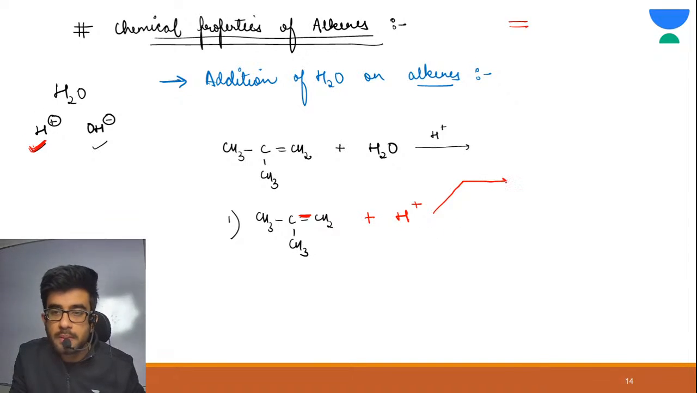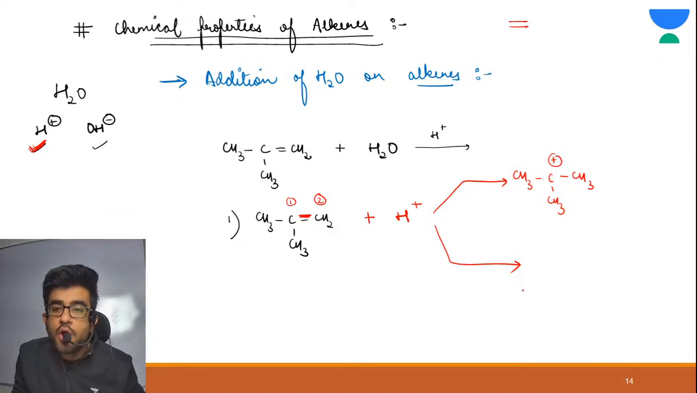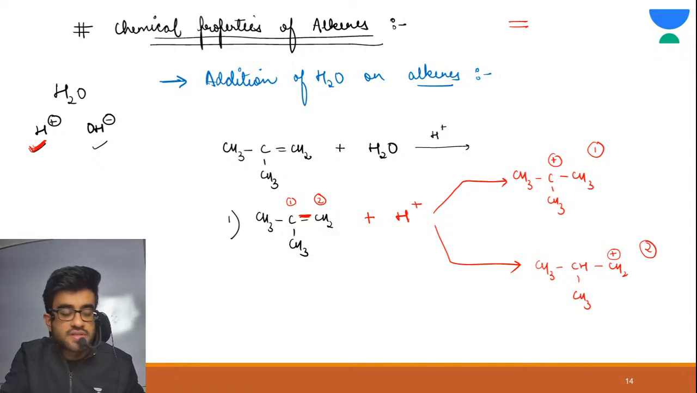Now again there are two cases, similar to the cases we studied in our previous lecture. This is your first carbon, this is your second carbon. Your carbocation can be formed either on the first, or your carbocation can be formed here on the second. Which one is stable, guys?